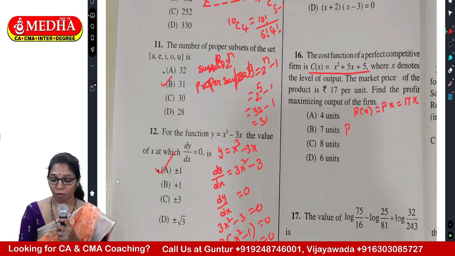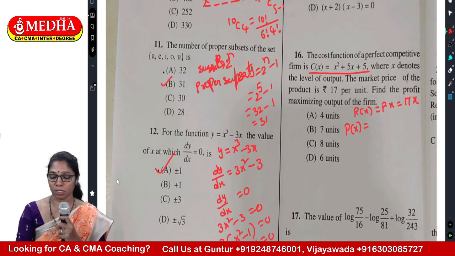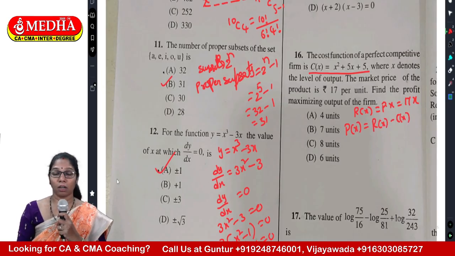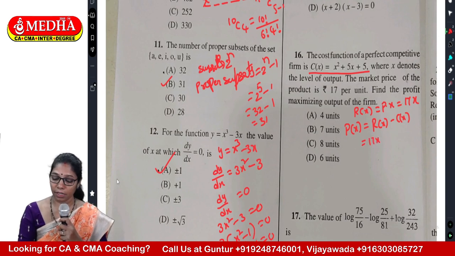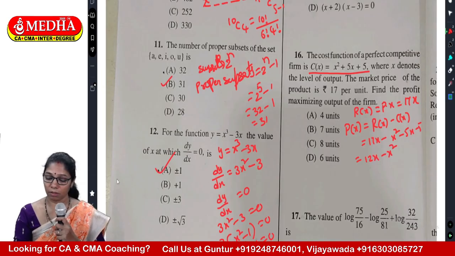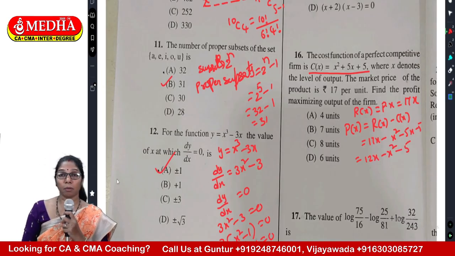What is asked is the profit function, so profit function is equal to R of x minus C of x. R of x minus C of x, 17x minus x square minus 5x minus 5. Finally, it is 12x minus x square minus 5. This is the profit function.